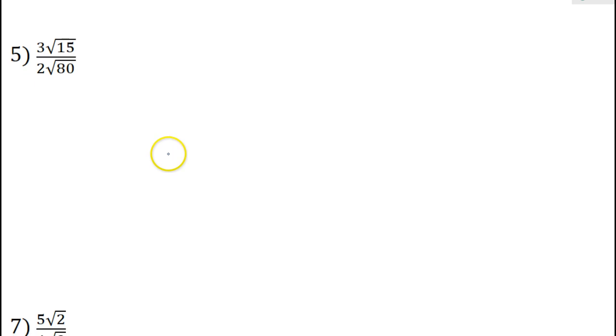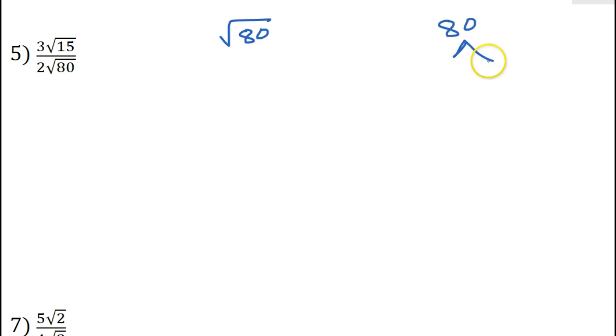So let's keep going. Looking at problem number 5. Focus on that denominator once again. So I need to work with the square root of 80. I need to simplify that down as far as I can. Let's do the factor tree for that. So 80, of course, is 8 times 10. But then 8 is 2 times 4.